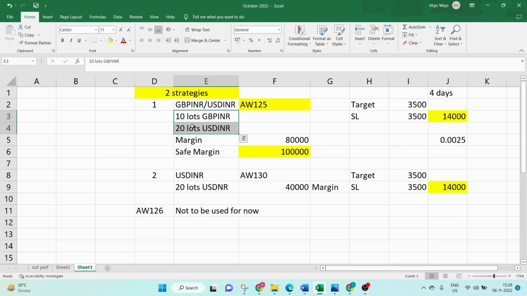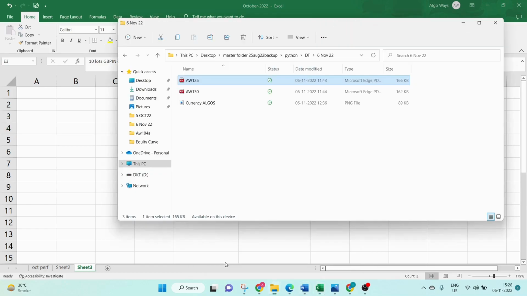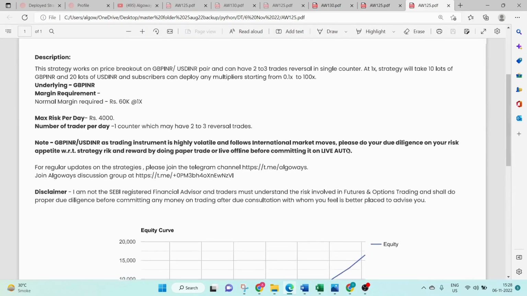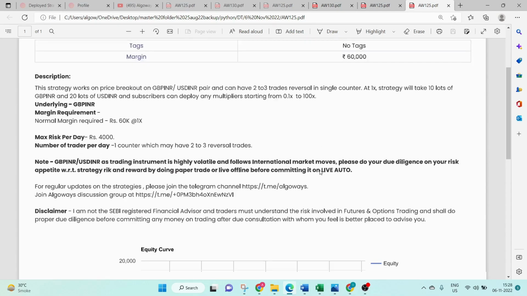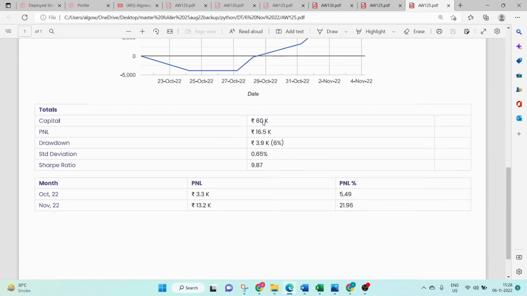Let me share the results till now. I have deployed both the strategies on 21st October. So it's some 2 weeks now. So let me share the results till now. What has the result been? So this is pair trading of GBP INR and USD INR, AW125. Of course, the margin requirement will be 1 lakh now, as I explained.